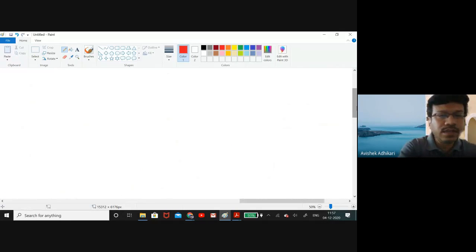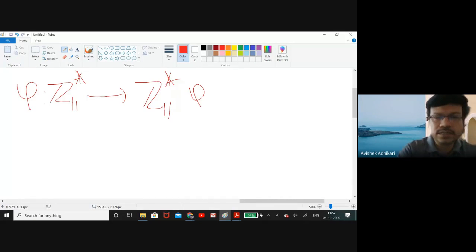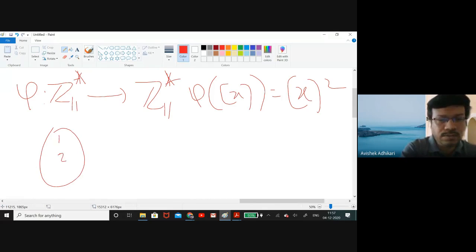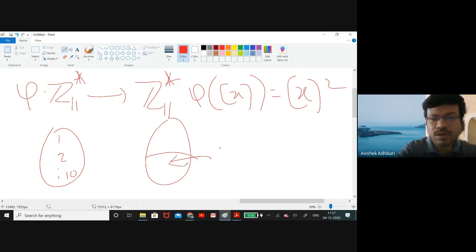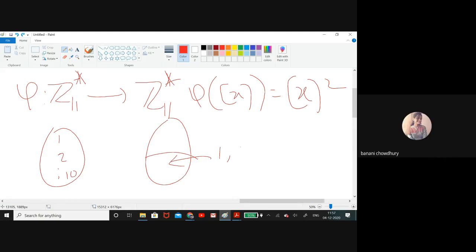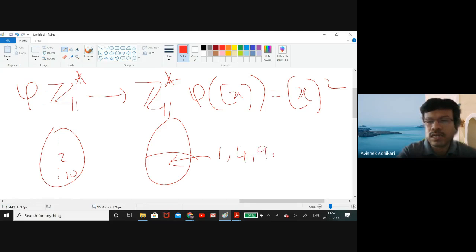Let me start again. So Z11 star to Z11 star, I'm defining phi of class x goes to class x square. If I have all the elements up to 10, we can see that it goes to 1, 4, and so on. What are the quadratic residues? Can somebody tell me? 1, 4, 9, 5, and 3.